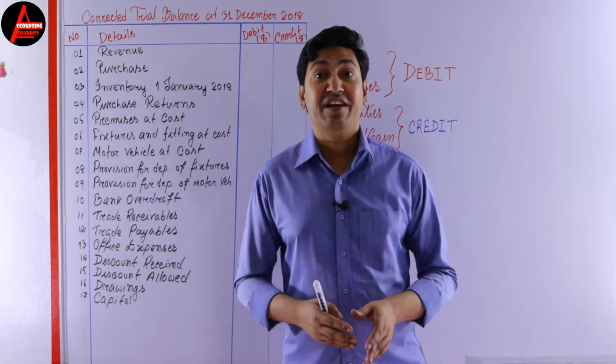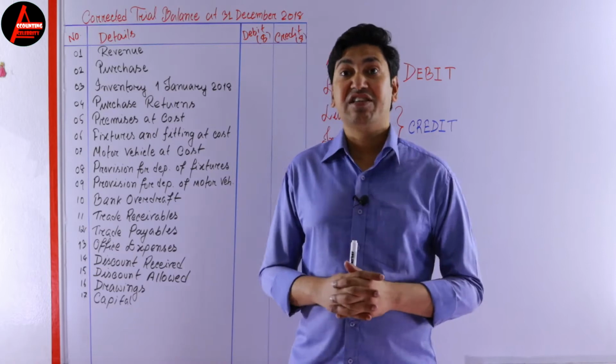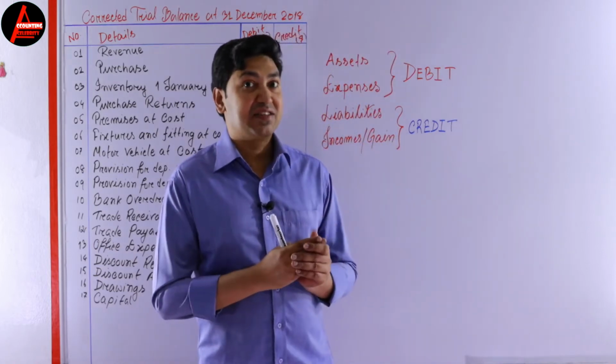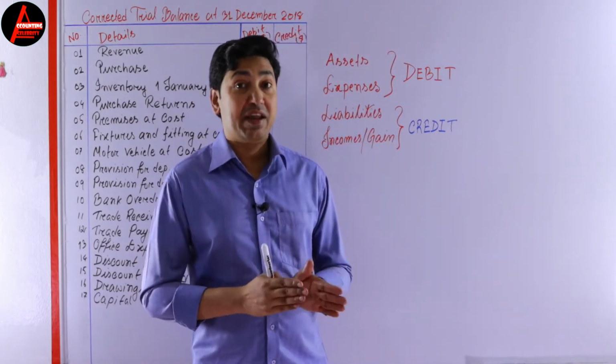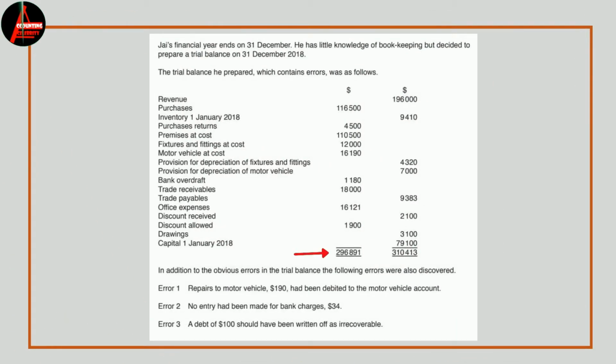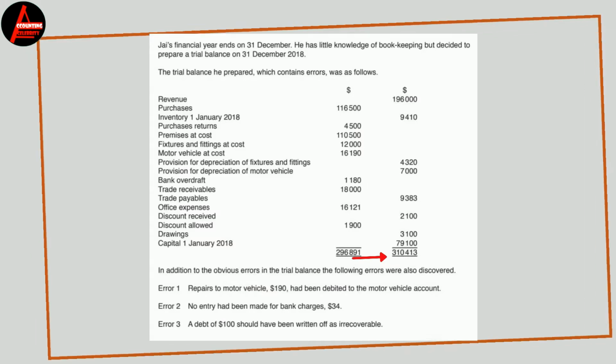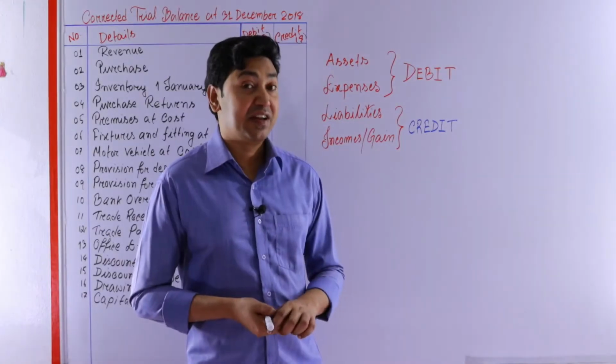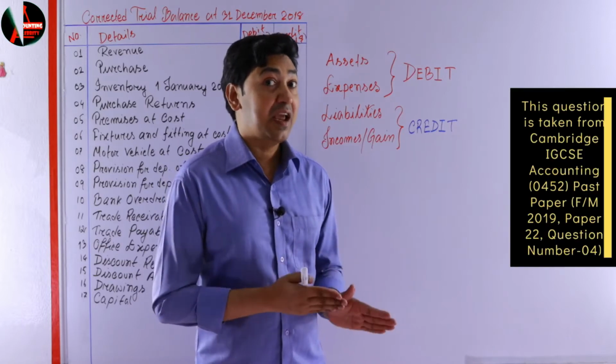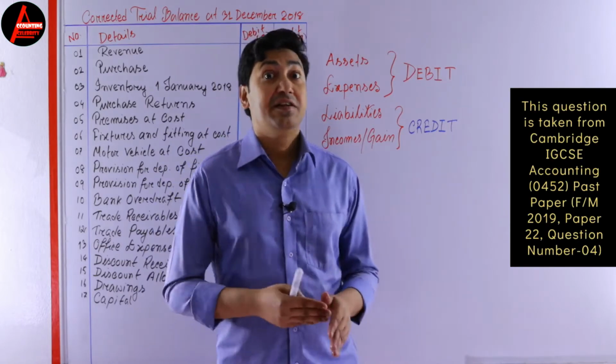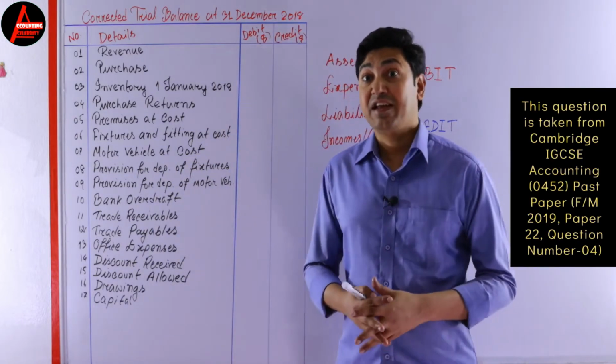Look at the question on the screen. Look at the closing balances. The balances of this trial balance are not correct. It is mathematically incorrect. On the debit side, the total is 296,891, but on the credit side, it is 310,413. It's supposed to be the same, supposed to be balanced. Debit and credit balances must be equal.